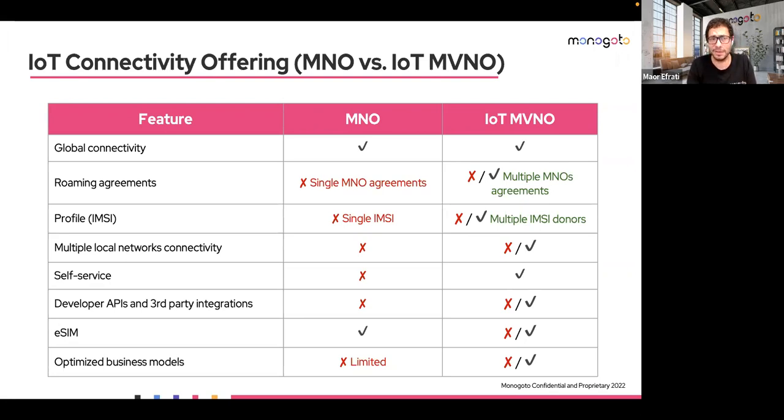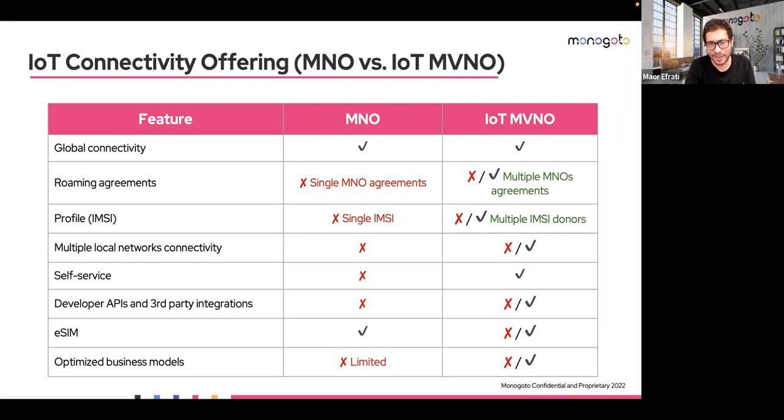But it's fair to say that global connectivity is checked both on an MNO and an MVNO. And then, like I said, on the roaming agreements, either I have only one identity to work with, or I have multiple identities, and then it's easier to have a more resilient network.